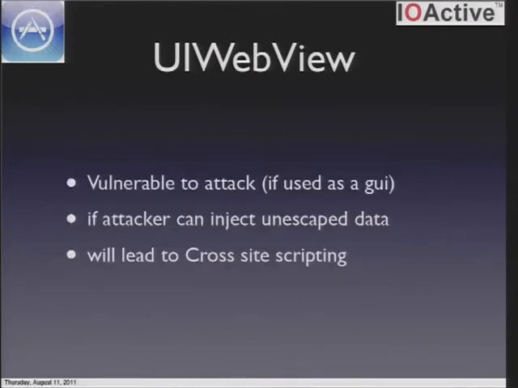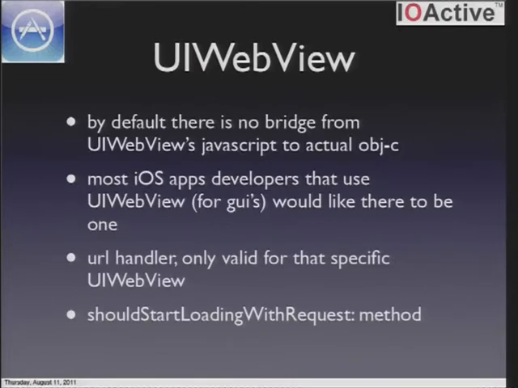So let's talk about using this stuff as a GUI. This stuff is vulnerable to attack. If users can get their data in there unescaped, obviously that leads to cross-site scripting. And now you go, cross-site scripting, this stuff is actually kind of cool. By default, there's no bridge from JavaScript to Objective-C. But it turns out there's a whole bunch of iOS developers that said, if I'm going to be using this stuff as a GUI, I need to be able to call back to Objective-C to say update this and update that. So people said, well, we need to have a bridge between our JavaScript and Objective-C.